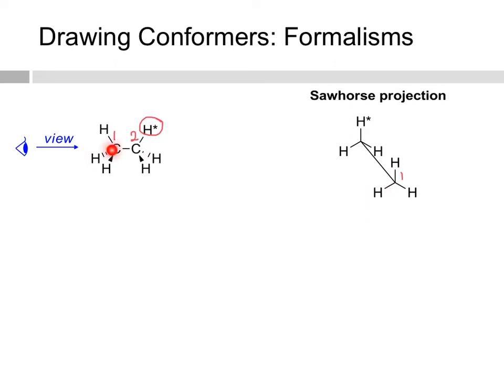Right behind this carbon is carbon 2, so this is carbon 2. And again, this asterisk hydrogen is going directly up if you're looking from this direction. And so when we draw the sawhorse projection, that hydrogen is going directly up. And then likewise we can fill in the other 2 hydrogens.